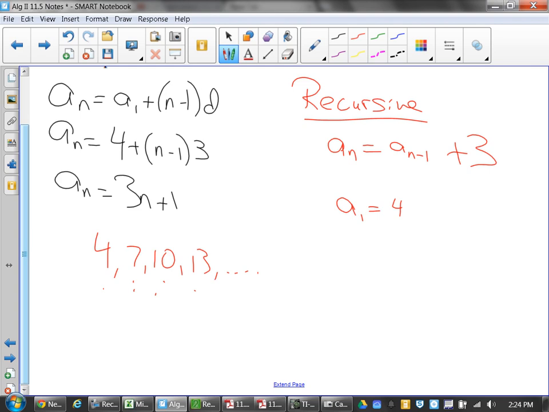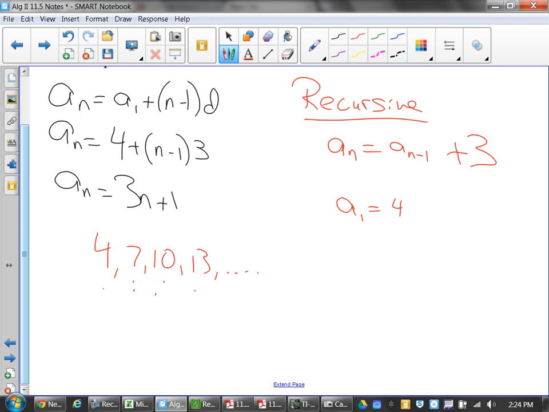That's it. Think of it this way. The second term in the sequence, a sub 2, is what? 7. 7 is the first term, a sub 2 minus 1, first term, 4, plus 3. The third term in the sequence, 10, is the second term plus 3. That's how recursive works. That's all it is. The fifth term would be the fourth term plus 3. Yeah. All this is, it works out.